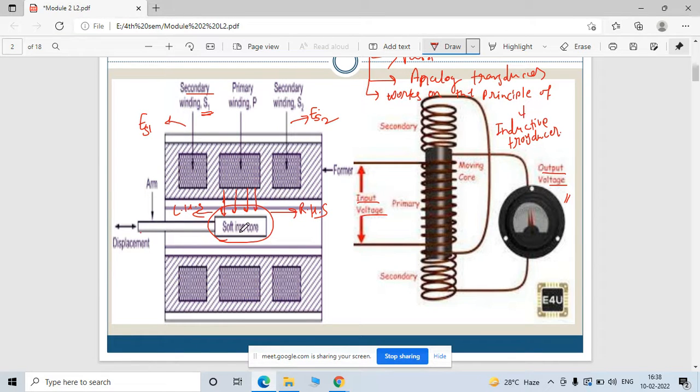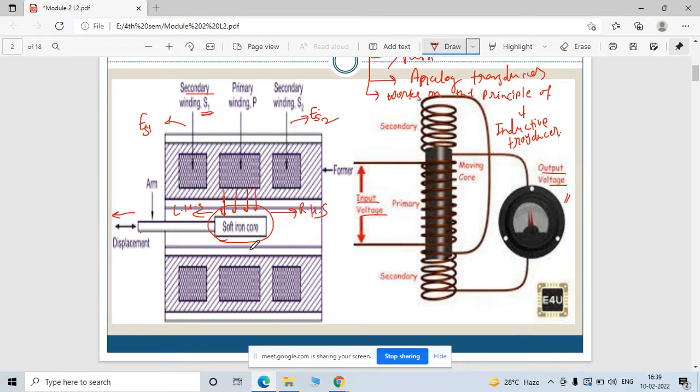So when this soft iron core is displaced to the left hand side by means of displacement of your external load, जब ये एक्सटर्नल लोड यहाँ इस साइड में मूव करेगा, ओके, लीनियर डिस्प्लेसमेंट टू द लेफ्ट हैंड साइड, देन दिस सॉफ्ट आयरन आल्सो पुल to the left hand side of this. So at that time the maximum flux linkage is in front of this S1, right? Secondary winding of S1. So ES1 is greater compared to the ES2. Now at present location, this ES1 is equal to ES2.